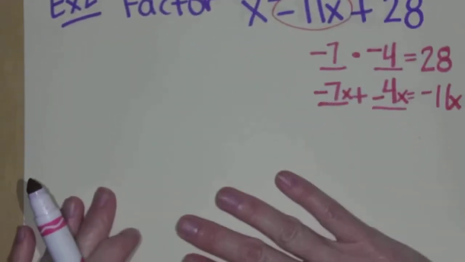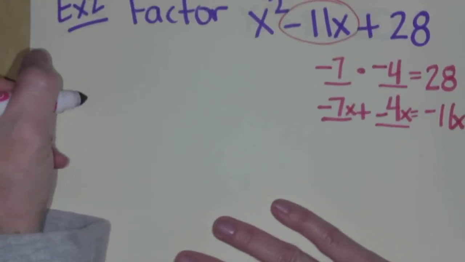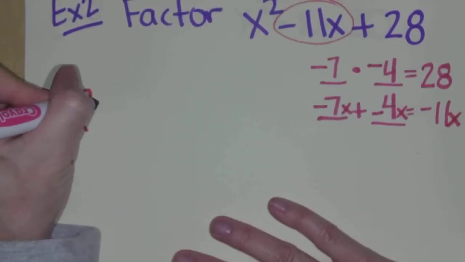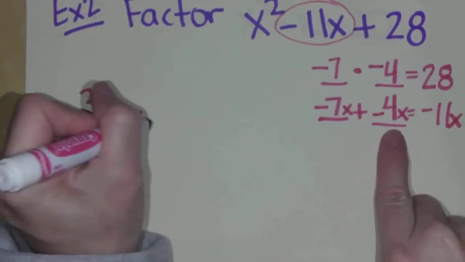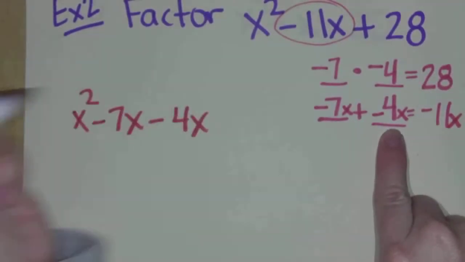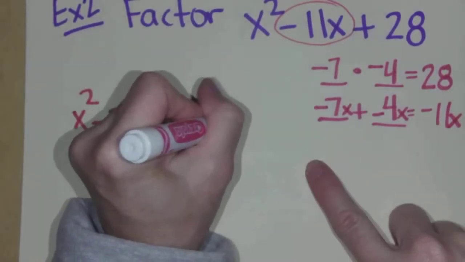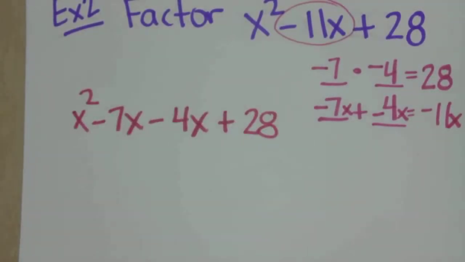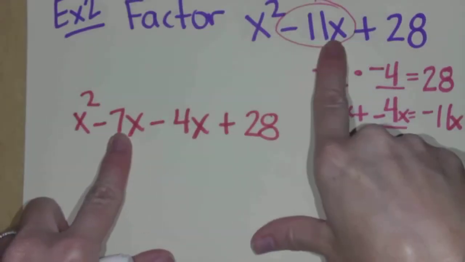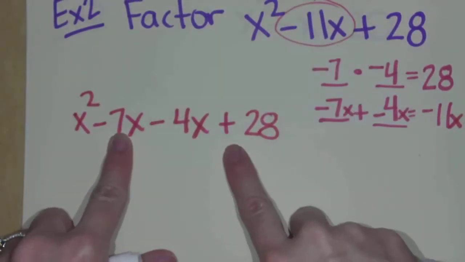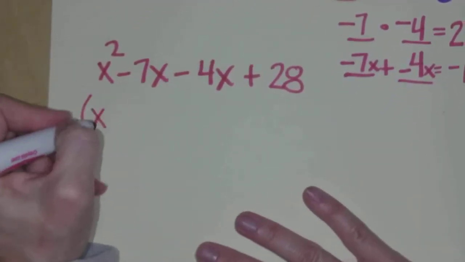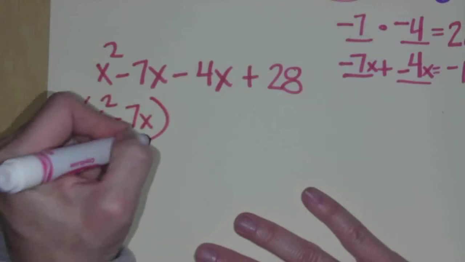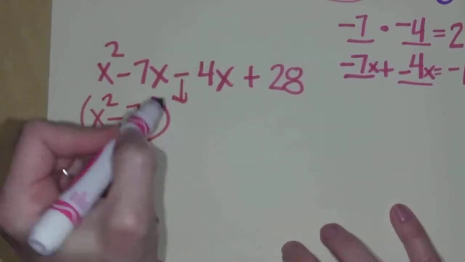So in order to come over here and rewrite things, we're going to write it as such. X squared minus 7x, that's this guy, minus 4x plus 28. Okay? And again, combine those, you're right back to the negative 11x. So now we're going to group things up here. So we've got an x squared minus a 7x. Bring this minus sign down.